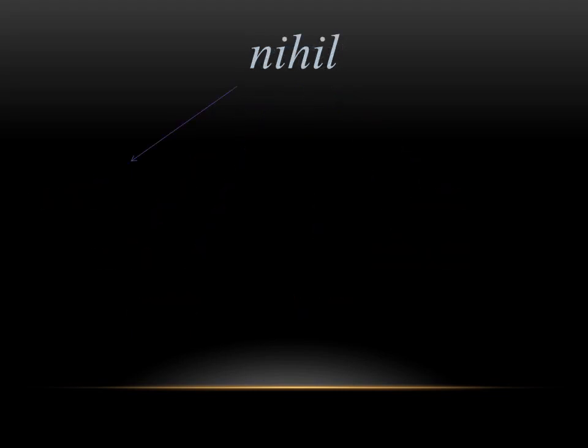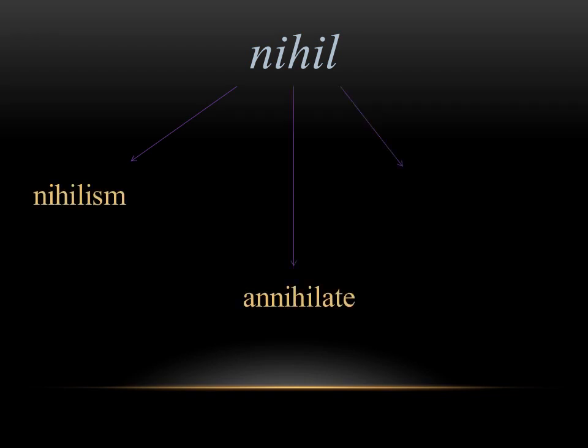In Latin, nihil means nothing. And in English, we get a couple of words from this, such as nihilism, annihilate, and nil. And they all mean nothing. So if you watch European soccer, for instance, you might hear nil, which means 0, when they're talking about a score. It means nothing. It's a shortened version.